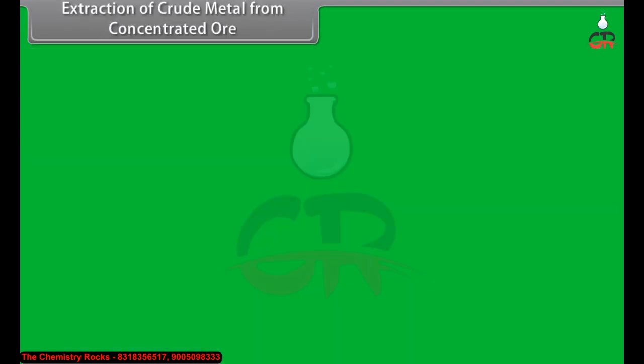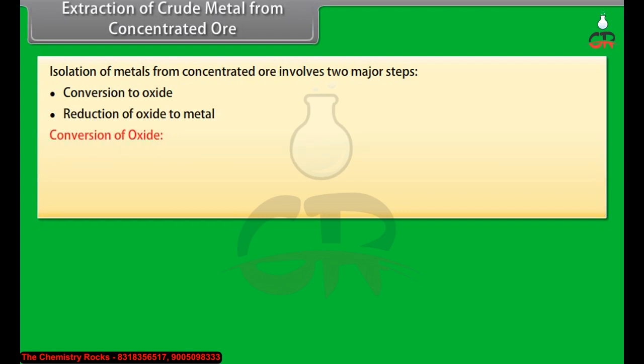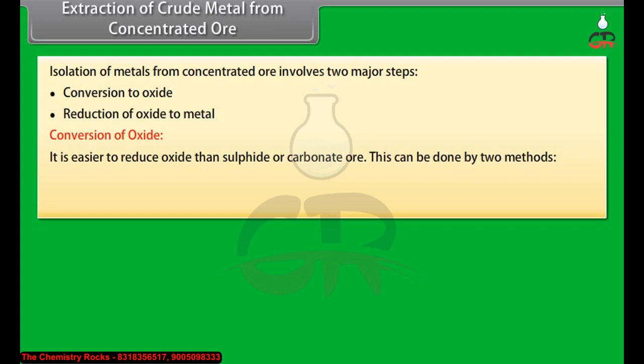Extraction of crude metal from concentrated ore. The concentrated ore must be converted into a form which is suitable for reduction. Oxides are easier to reduce. Thus, isolation of metals from concentrated ore involves two major steps: conversion to oxide and reduction of oxide to metal. Conversion of oxide. It is easier to reduce oxide than sulfide or carbonate ore. This can be done by two methods: calcination and roasting.